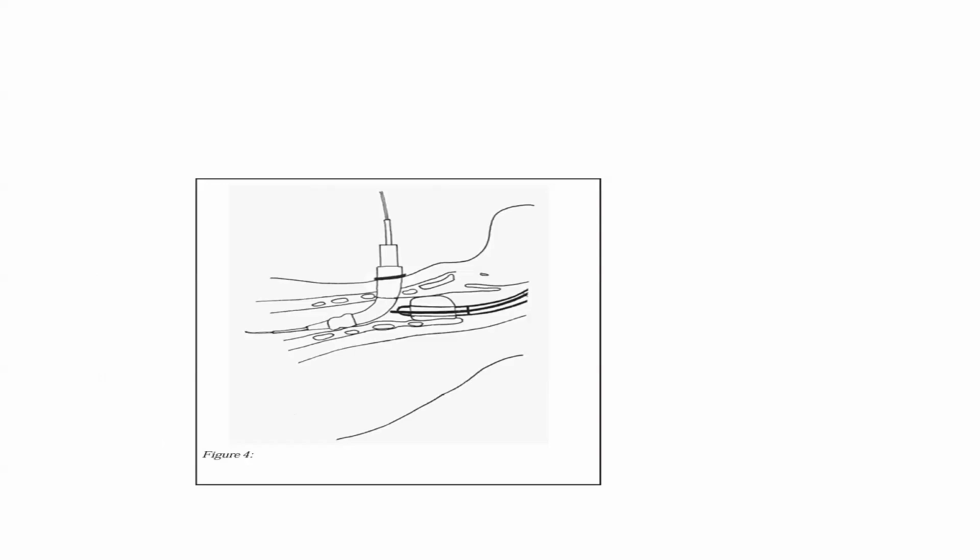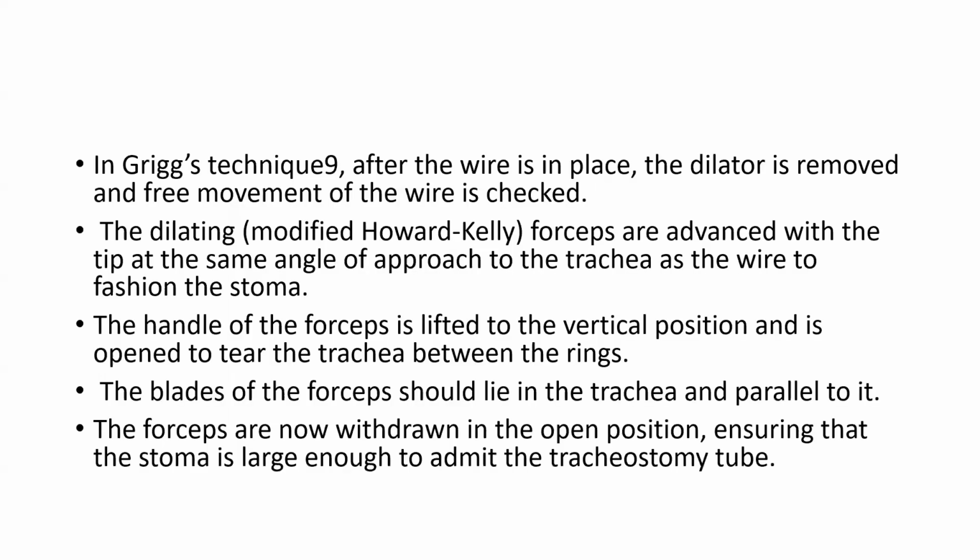tube. In the Griggs technique, after the wire is in place, the dilator is removed and the free movement of the wire is checked. The dilating forceps are advanced with the same tip at the angle of approach to the trachea as the wire, in the fashion of a stone. The handle of the forceps is lifted to the vertical position and opened to tear the trachea between the rings. The blades of the forceps should lie in the trachea and parallel to it.